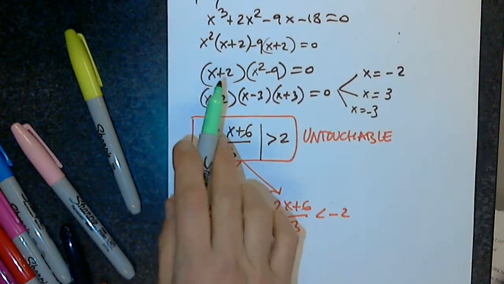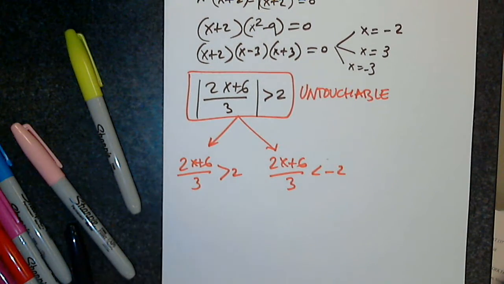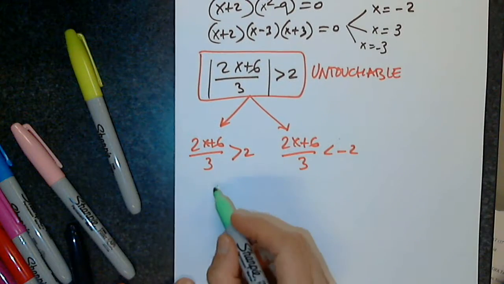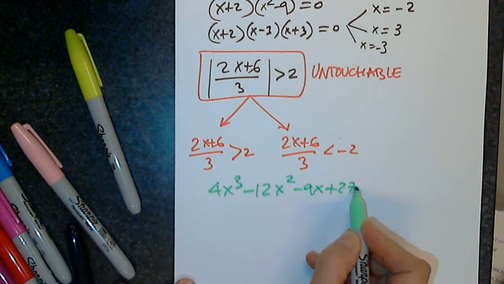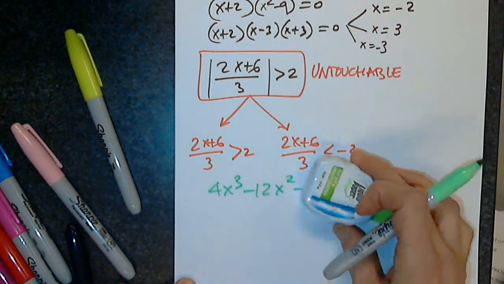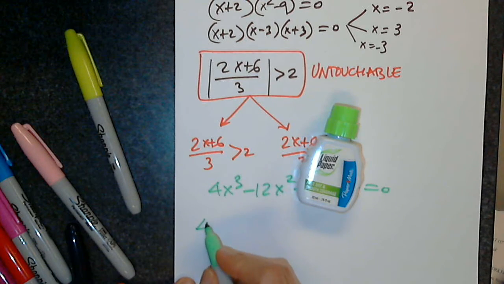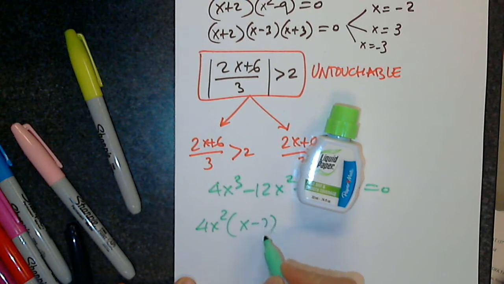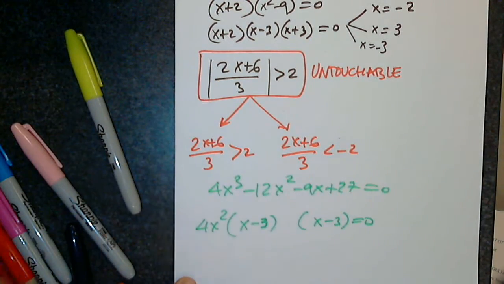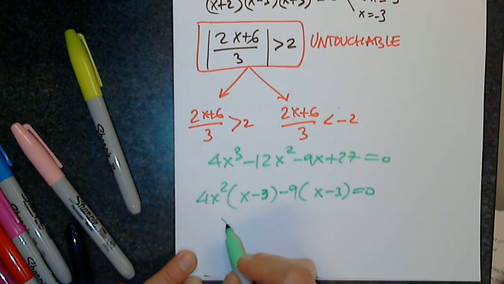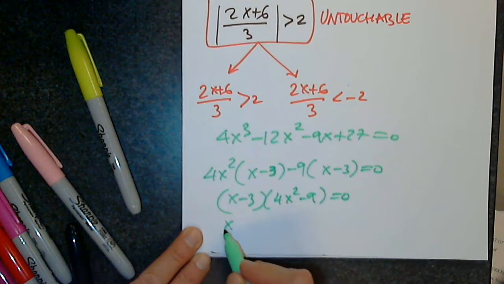4x squared. It's the same thing. No, I got that. I got it. Okay. I just got one of my answers. So 4x to the third minus 12x squared minus 9x plus 27 equals 0. 4 terms. What do I do with 4 terms? So right. 4x squared, very good. x minus 3, minus parentheses, then minus 9, and then x minus 3. So then I factor out x minus 3, and I get 4x squared minus 9.